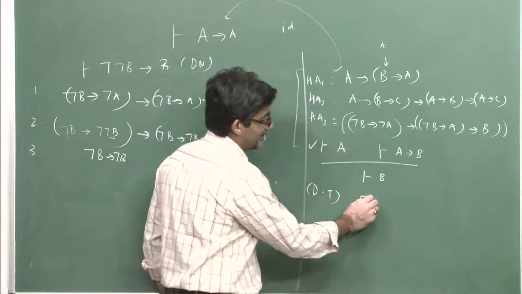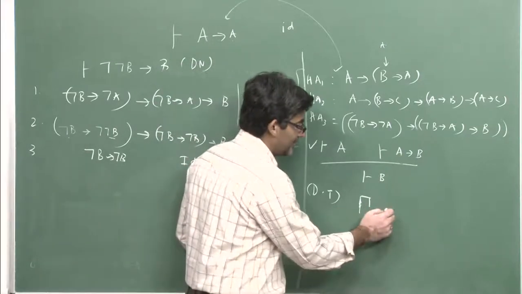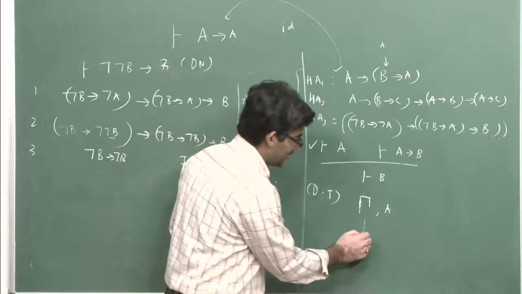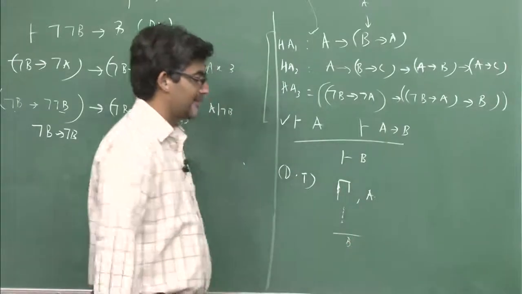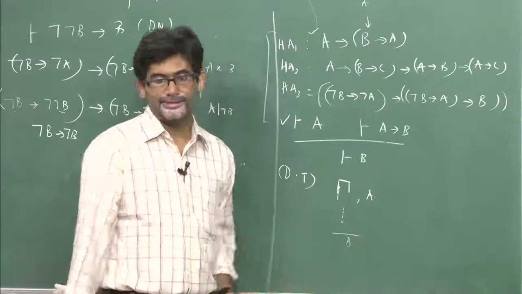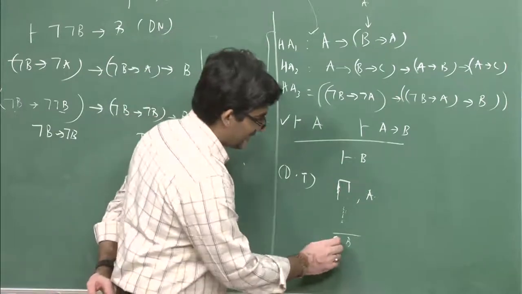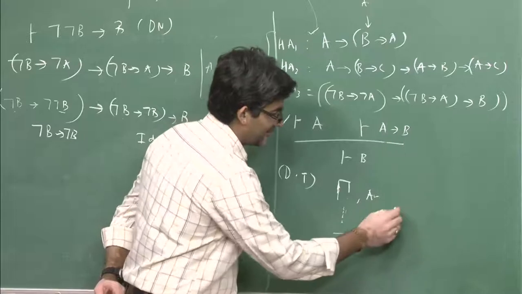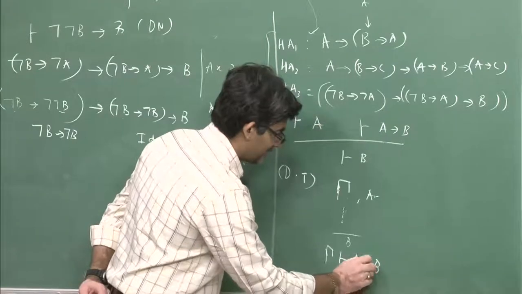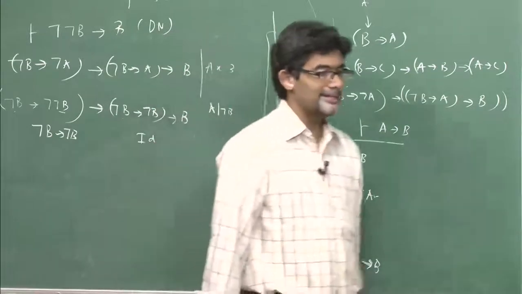So you started with a particular set of well-formed formulas. Then from that you also have A, and from this you deduce B. If you can deduce B from this, that means B has come after some finite number of steps. If that is the case, then you discharge these assumptions, and from gamma you can even derive A implies B. So that is what is called the deduction theorem.